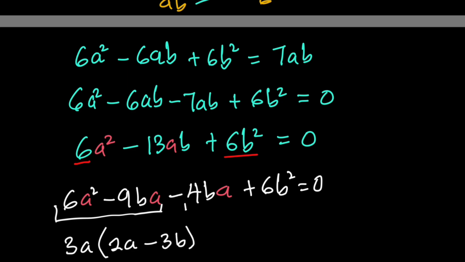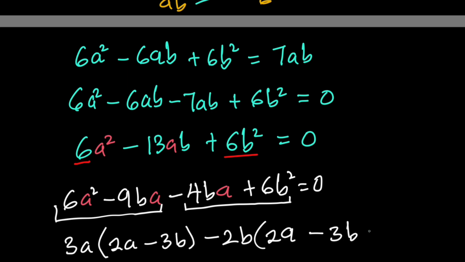All right. For these two remaining terms right here, I'm also going to factor out negative 2b, because I know that for sure if negative 2b multiplies by a, we are getting negative 4ab. So we're going to be getting 2a right here. All right. Then minus, what times negative 2b will give me positive 6b squared? That is pretty easy, negative 3b. Then this is equal to 0.